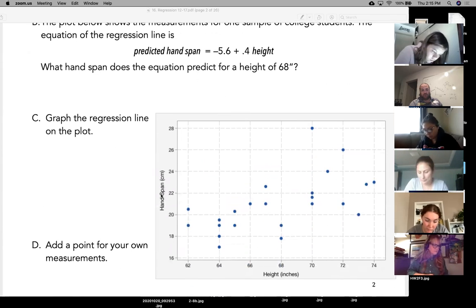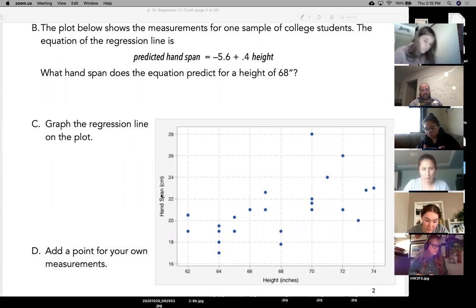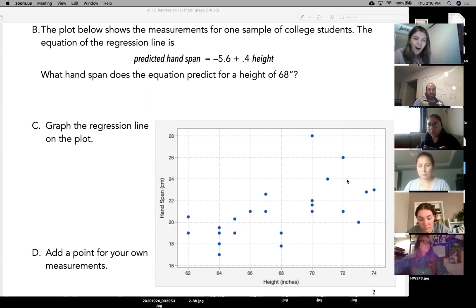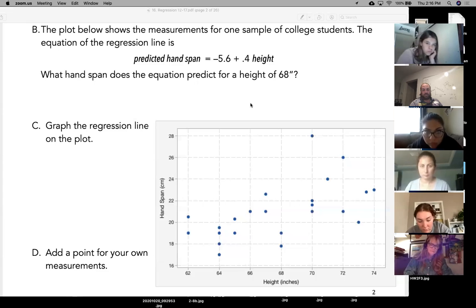So this one says graph the regression line on the plots. Okay, well, what we need is 2 points. Let's plug in 74. When I plug in 74 into my equation, what do I get?